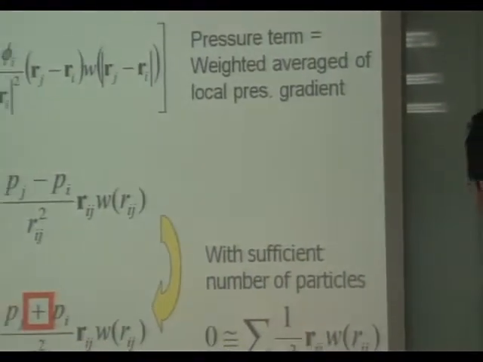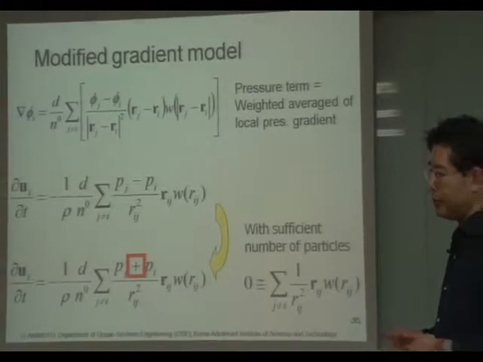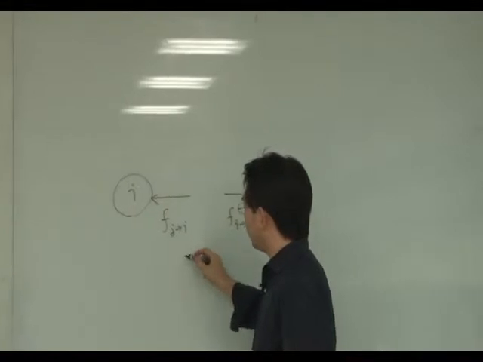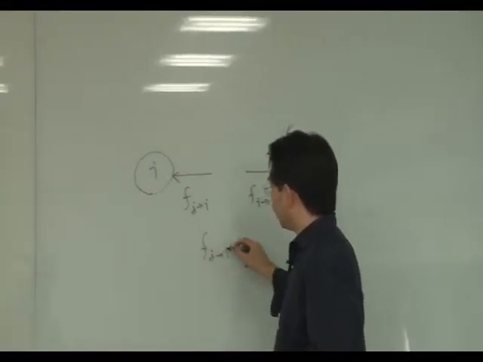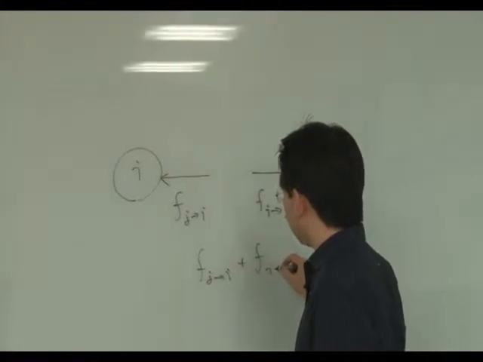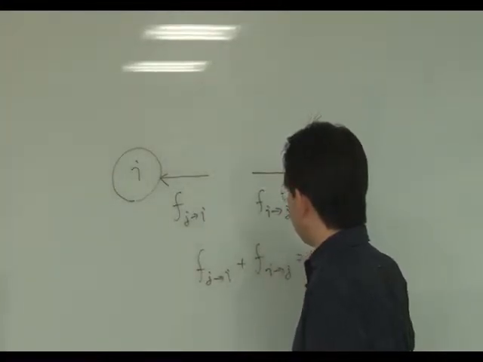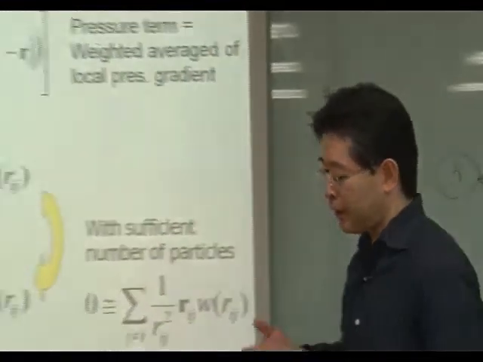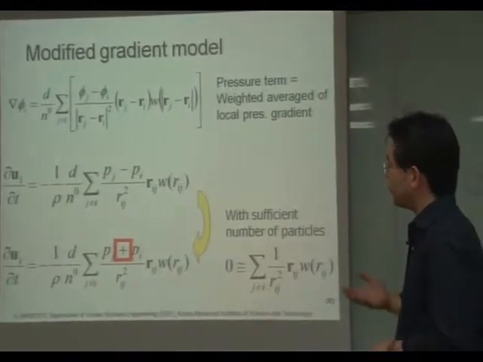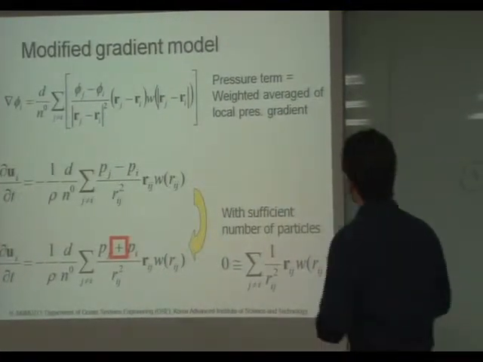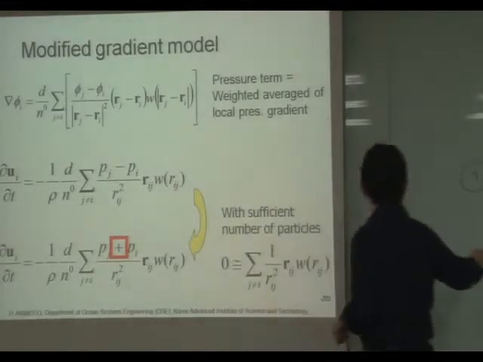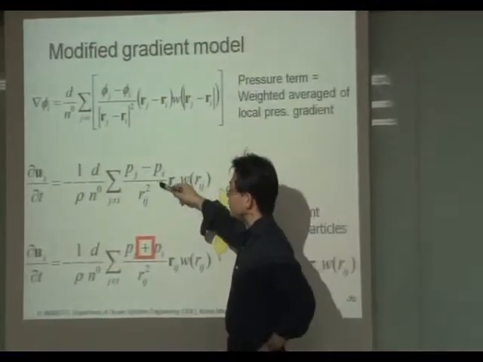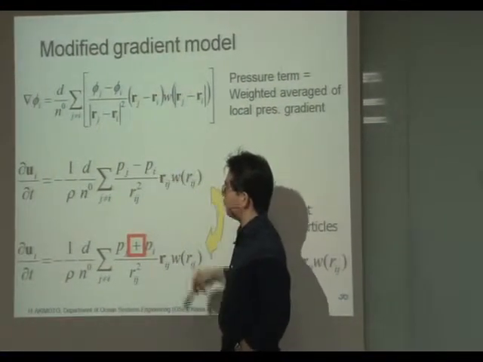To get the assurance of energy conservation, the total of these two forces should be zero. Otherwise, there will be an increase or decrease of total energy. But this feature is not automatically satisfied in the original pressure gradient model.